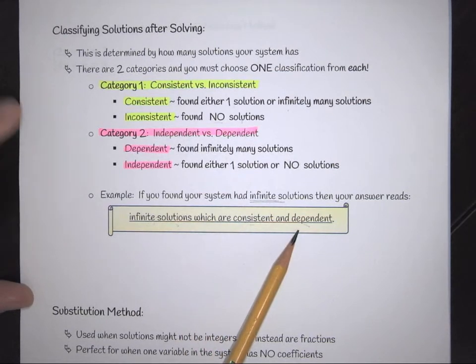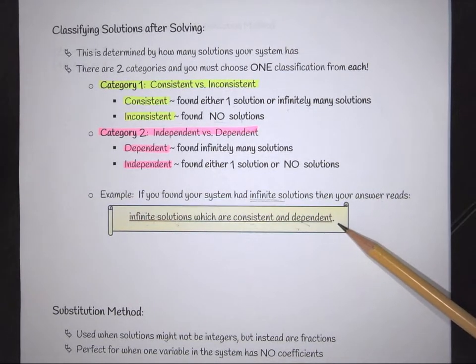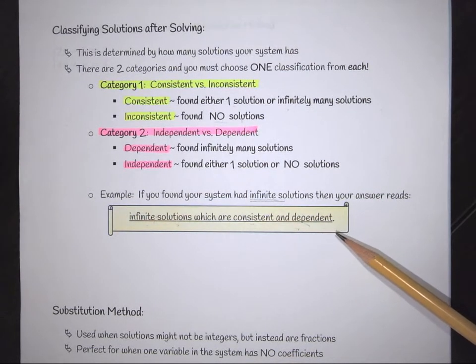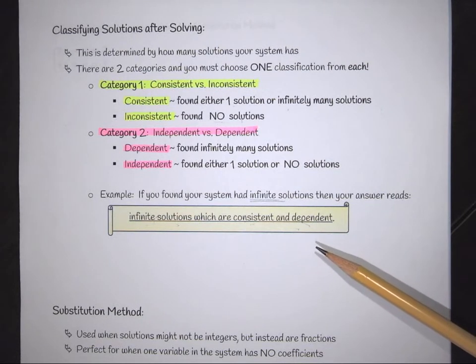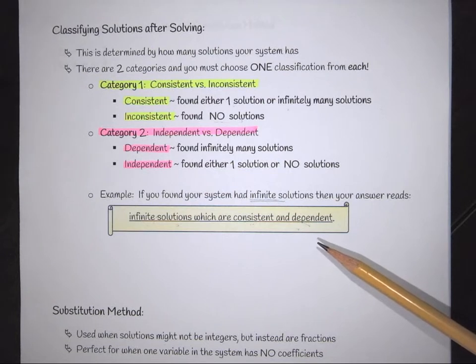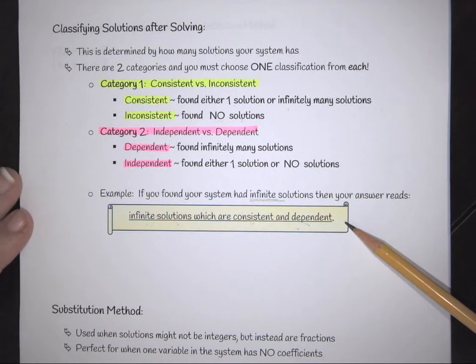Okay, so notice we're talking about the type of solution we had and then its proper label, one from each category. So when you're solving systems, it's a really good habit to be in that every time you get a solution, you practice classifying it. Usually you don't have to classify your solution unless you are asked. So pay very close attention to what you're being asked in the problems you're doing.